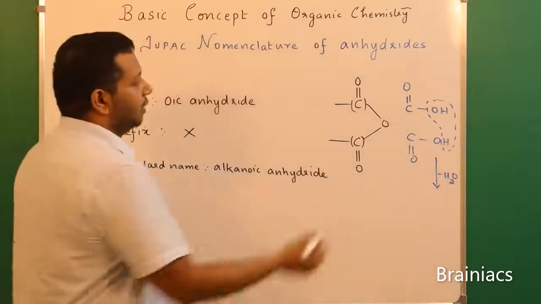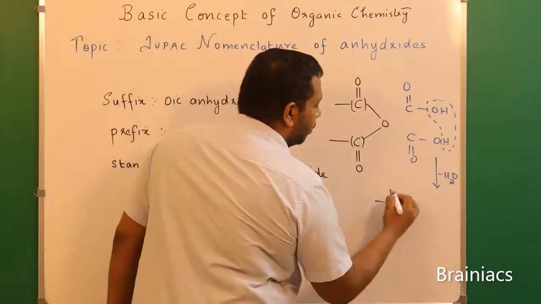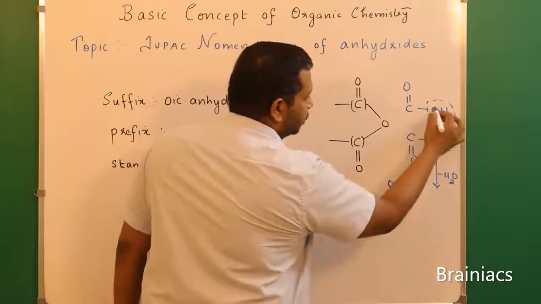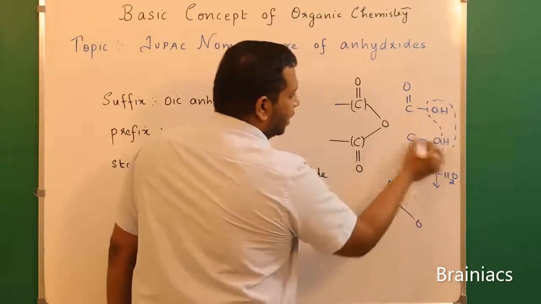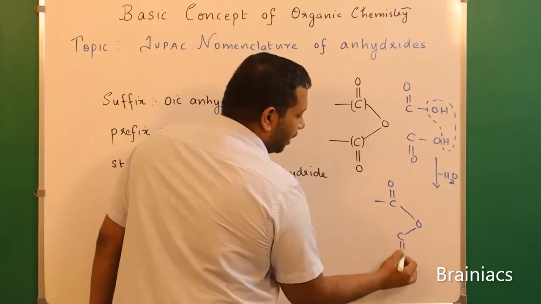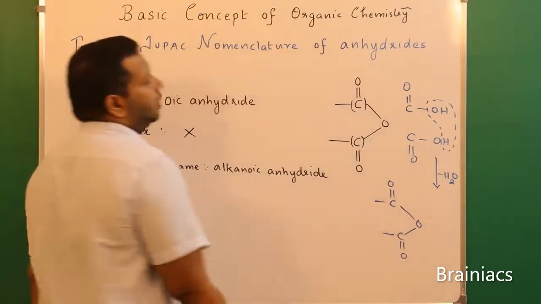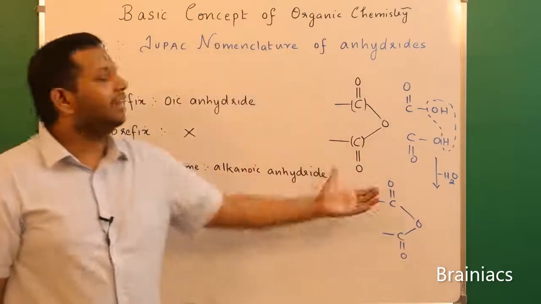So what will happen here? C double bond O, then the OH is gone, then one oxygen atom, and that oxygen atom is linked to another carbon with its carbonyl group. So this is basically how you obtain an anhydride.